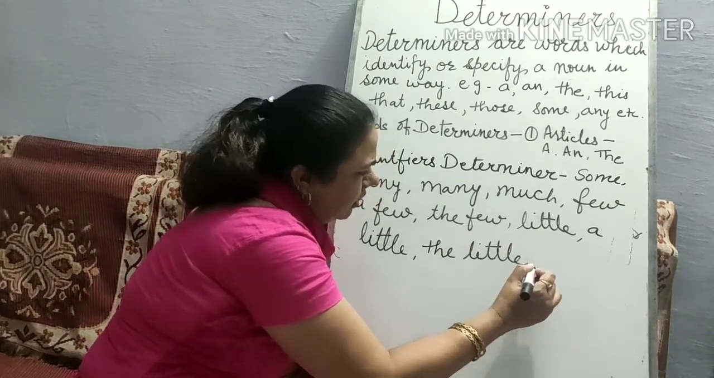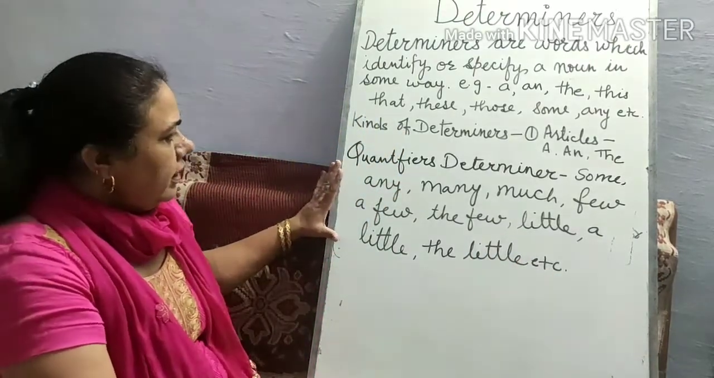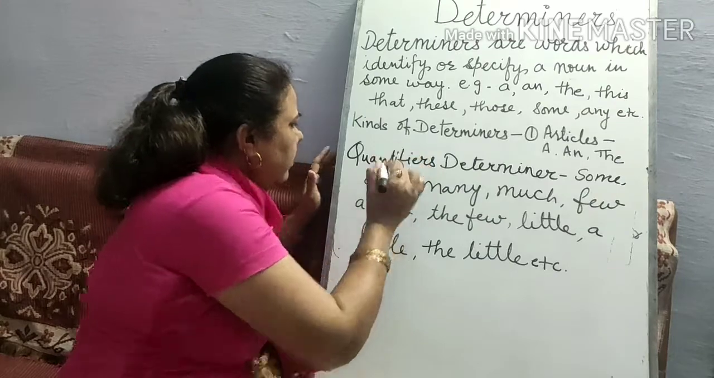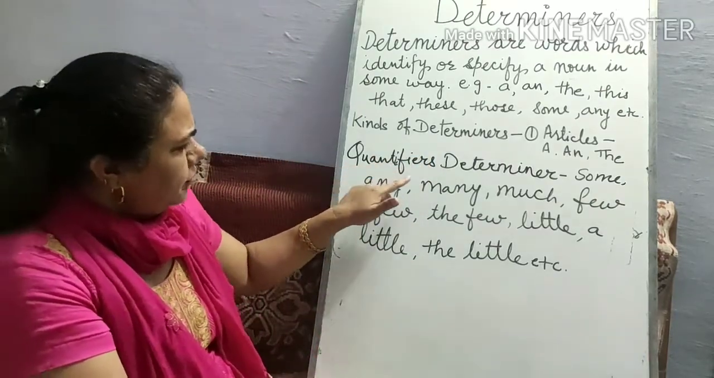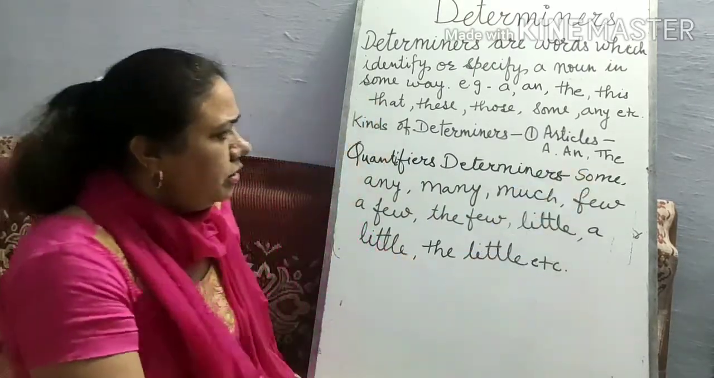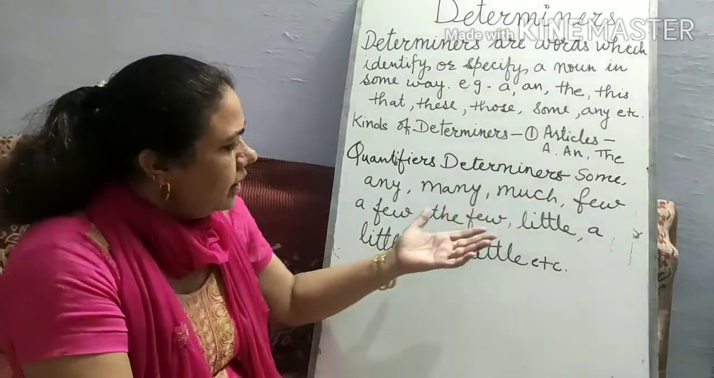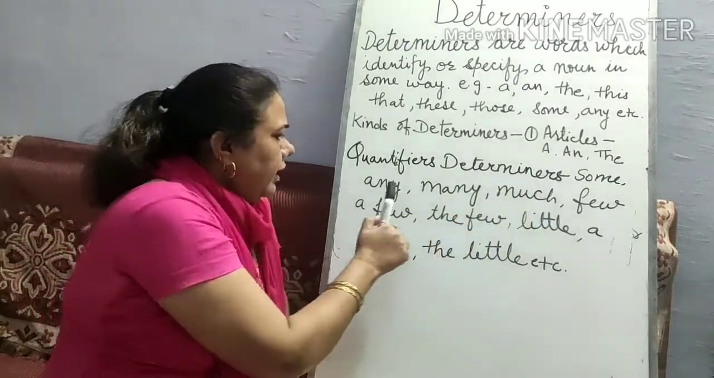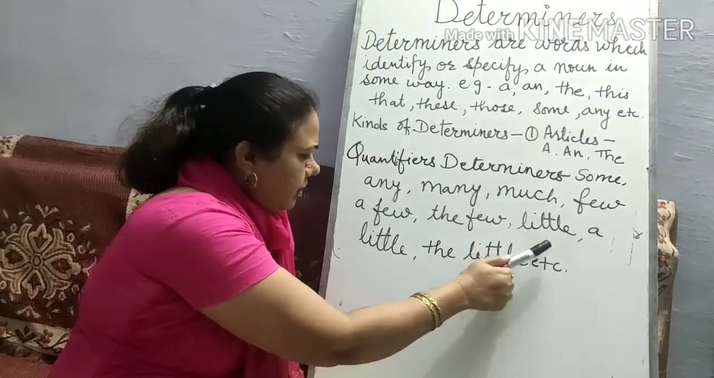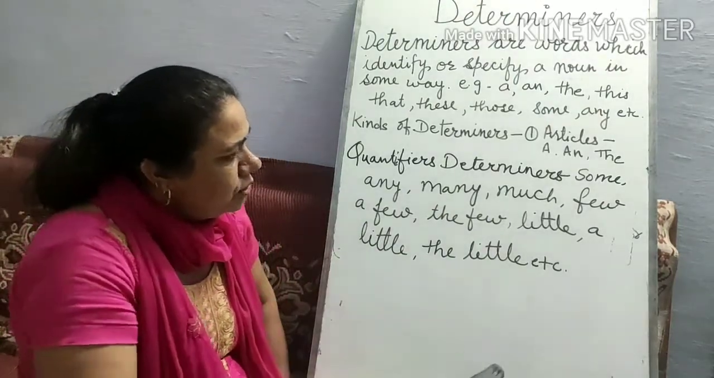These types of words we count in, etc. You can write here, etc., for this quantifiers. Quantifier determiners, we write determiners, not determiner, in which we take the quantity also: some, any, many, much, few, a few, the few, little, a little, and the little, etc. So let us start from some.